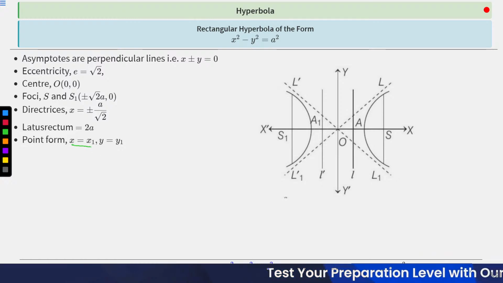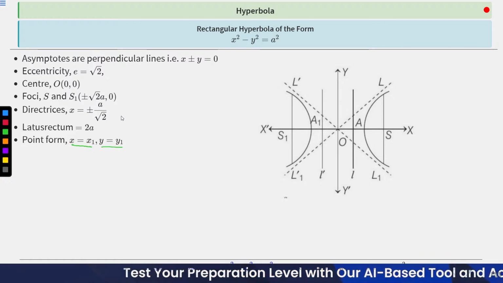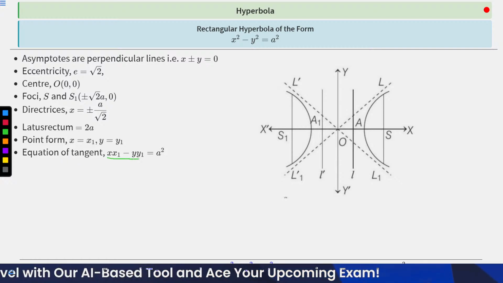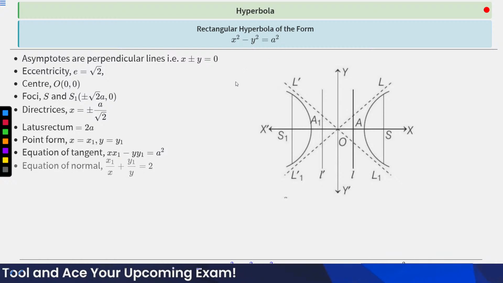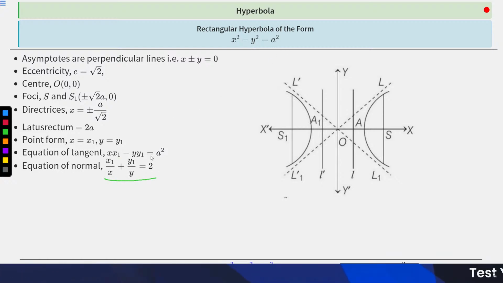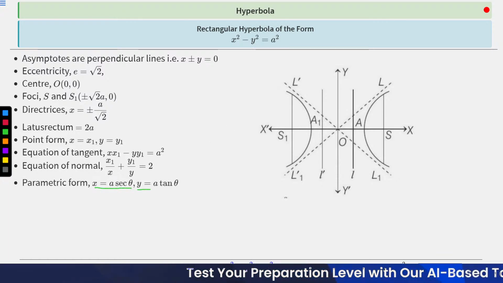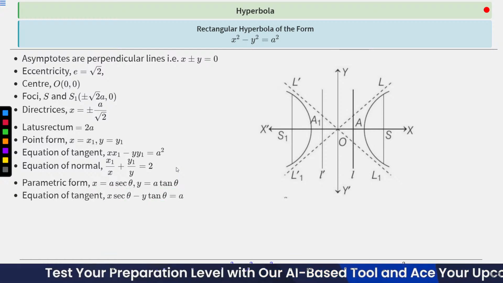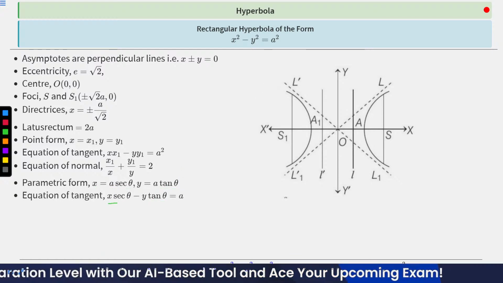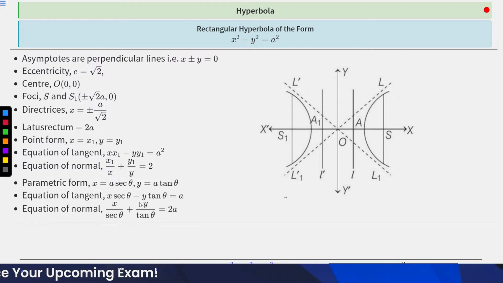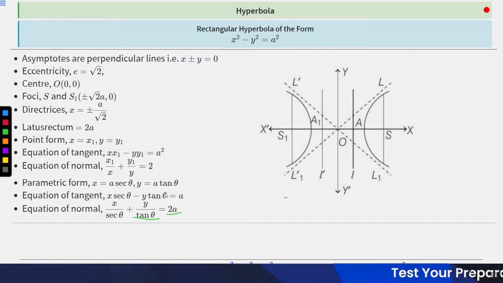Point form: x is equal to x1, y is equal to y1. Equation of tangent: x x1 minus y y1 is equal to a square. Equation of normal: x1 by x plus y1 by y is equal to 0. Parametric form: x is equal to a sec theta, y is equal to a tan theta. Equation of tangent: x sec theta minus y tan theta is equal to a. Equation of normal: x by sec theta plus y by tan theta is equal to twice of a.